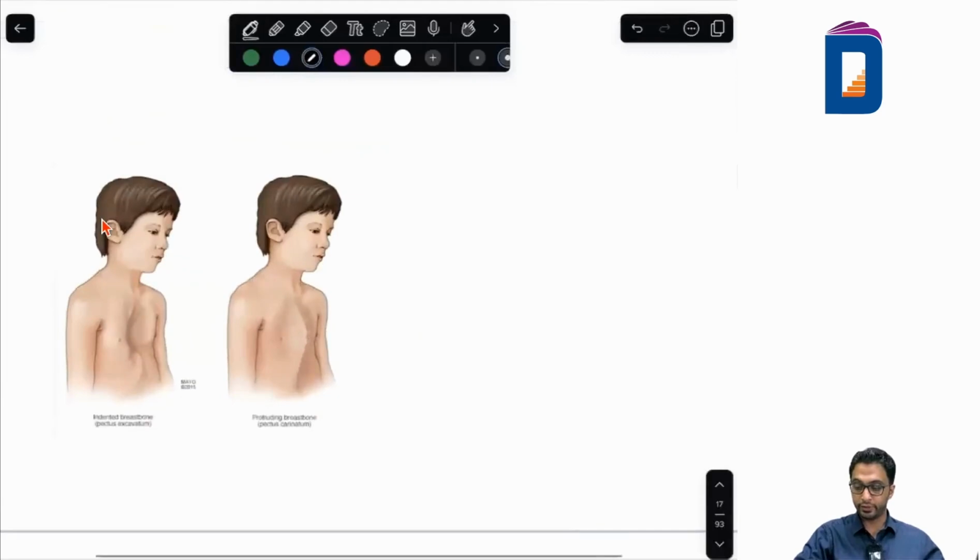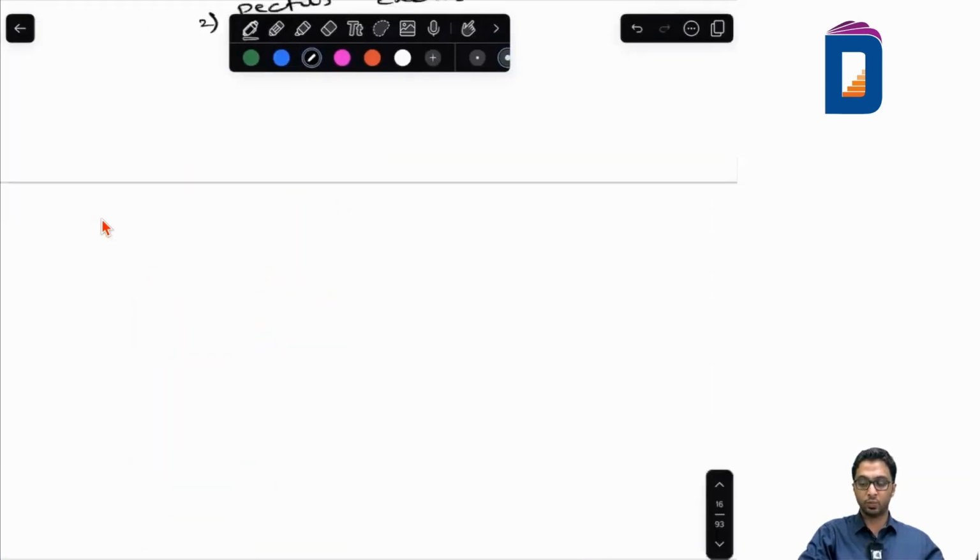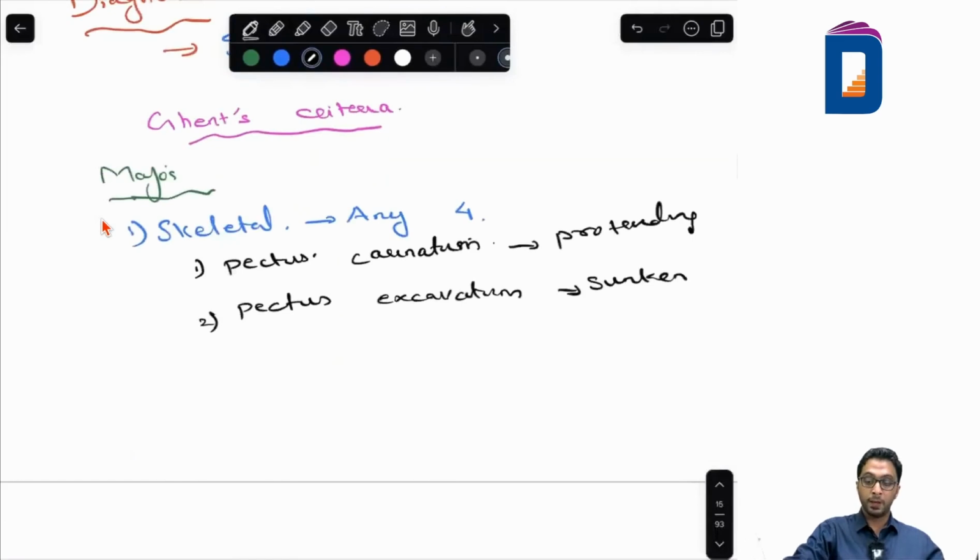Where is that? Okay, this is it. This is a sunken excavatum. This is protruding. See this. Okay, so that's one of the major criteria. Now, the second major criterion, we already said, is ectopia lentis. The lens gets displaced or dislocated, ectopia lentis.